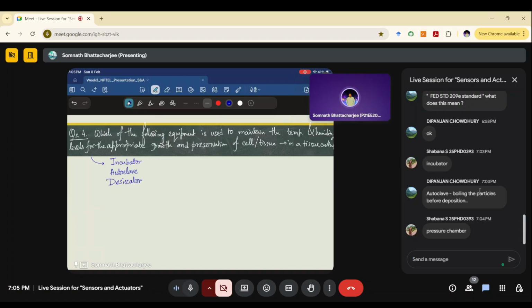And what does the desiccator do then? What is the basic work of a desiccator?